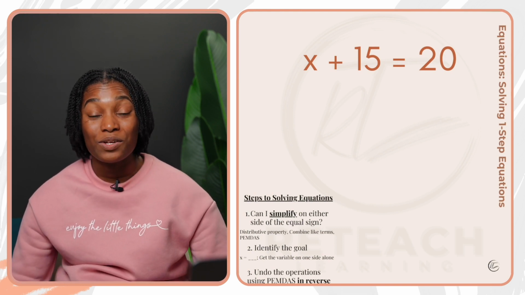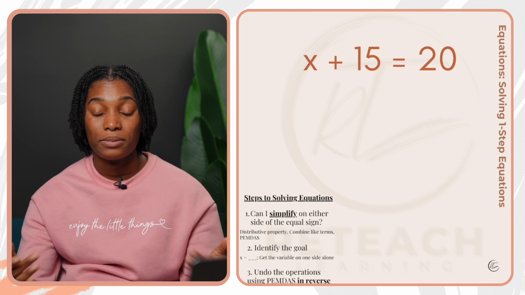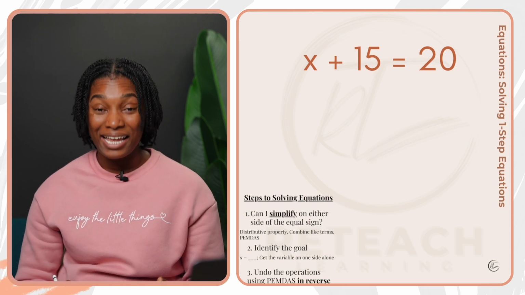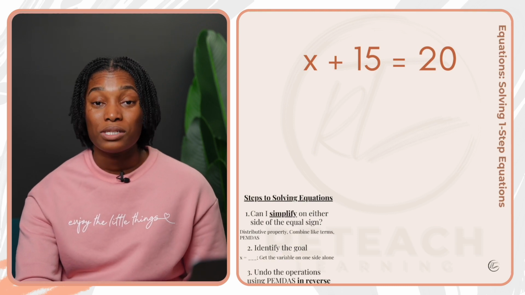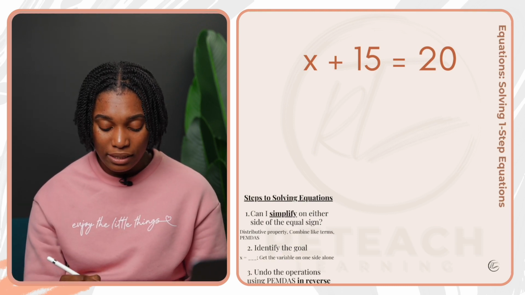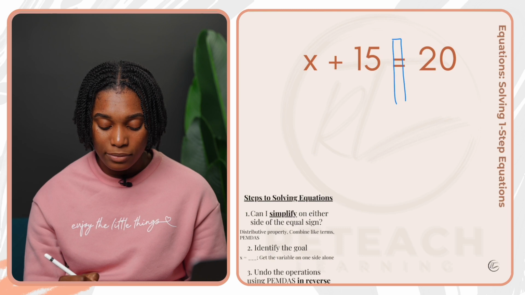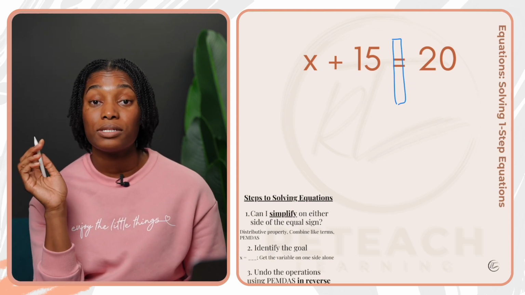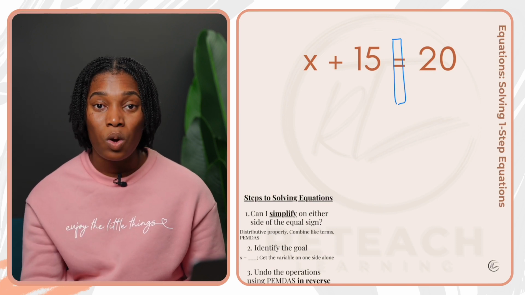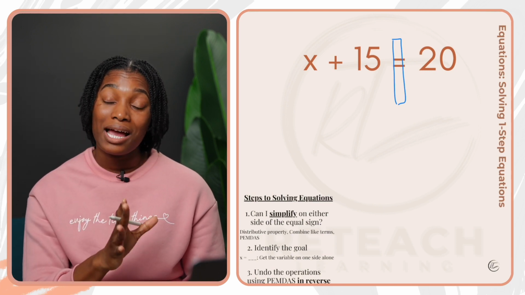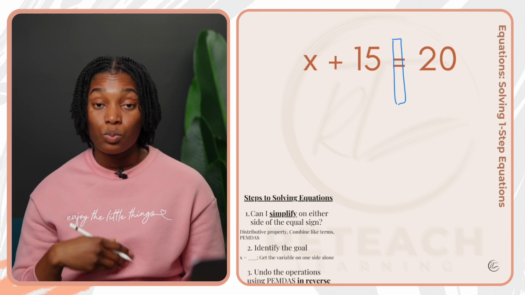What is our goal? So let's do all of our steps, okay? So our first step is, can I simplify? Can I simplify on either side of the equal sign? So for now, I'm going to pretend like my equal sign is a wall. I'm just writing here for just teaching purposes. You do not have to draw a wall in your book. But imagine it's a wall, and I'm just going to consider one side at a time. And this is where I'm going to simplify.